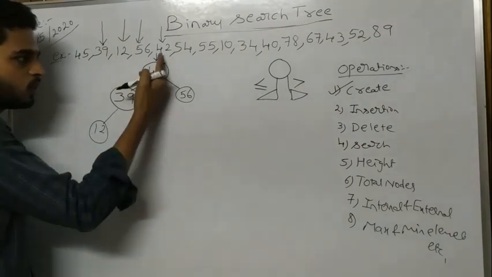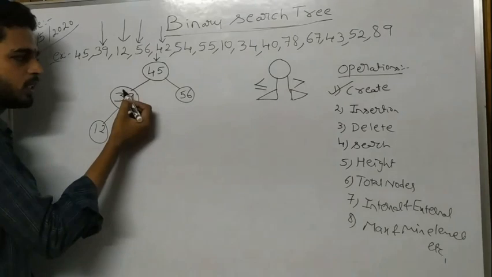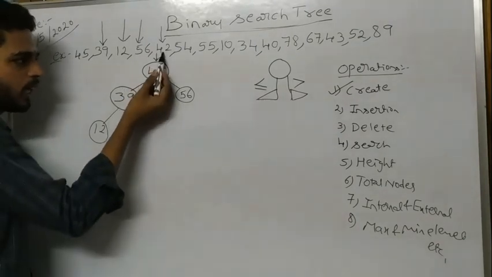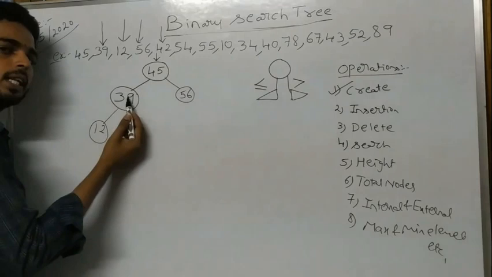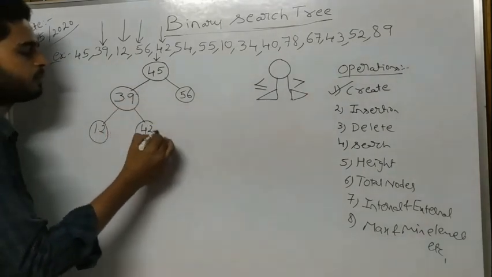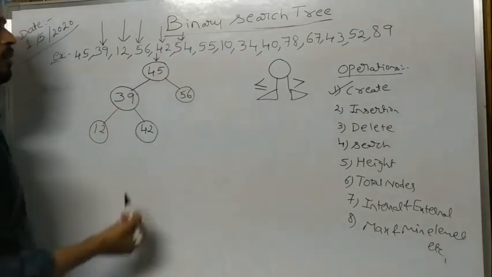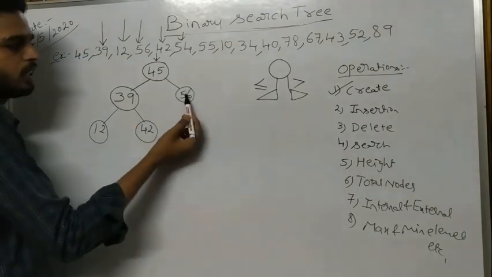Is 42, just check here. Once it succeeds and it comes to this side, I need to check here. Is 42 less than 39? No. Meaning that it is greater than 39. So I will go for creating it on the right side. Next I will go for taking 54. So 54 is greater than 45, so I will go for inserting on the right side.